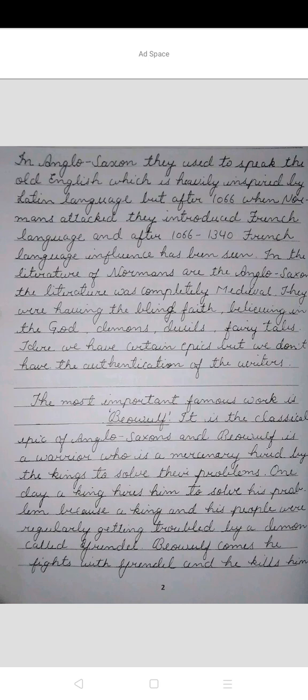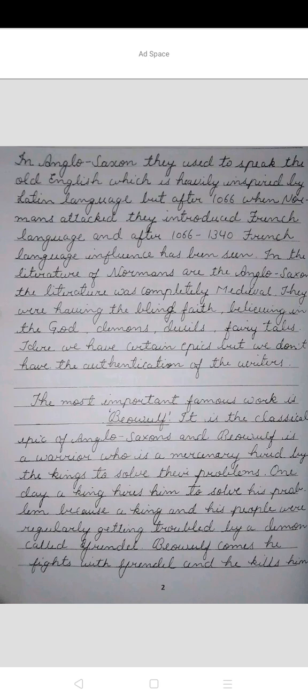The literature was completely medieval. They had blind faith, believing in god, demons, devils, and fairy tales. Here we have certain epics, but we don't know who the author or writer of these epics is. The most important and famous work is Beowulf. It is the classical epic of Anglo-Saxon, and Beowulf is a warrior, a mercenary hired by kings to solve their problems.